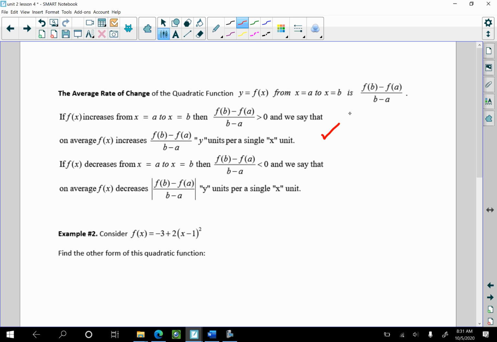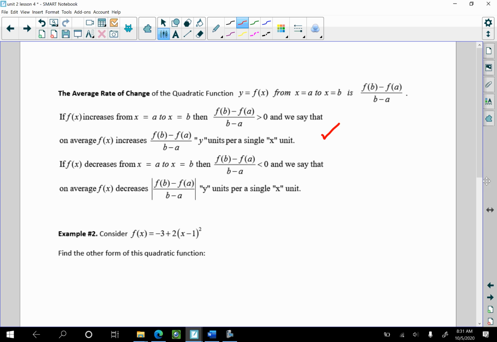If f of x decreases from x equals a to x equals b, then the average rate of change is less than 0, and we say that on average, f of x decreases the absolute value of this negative number, y units per x units.